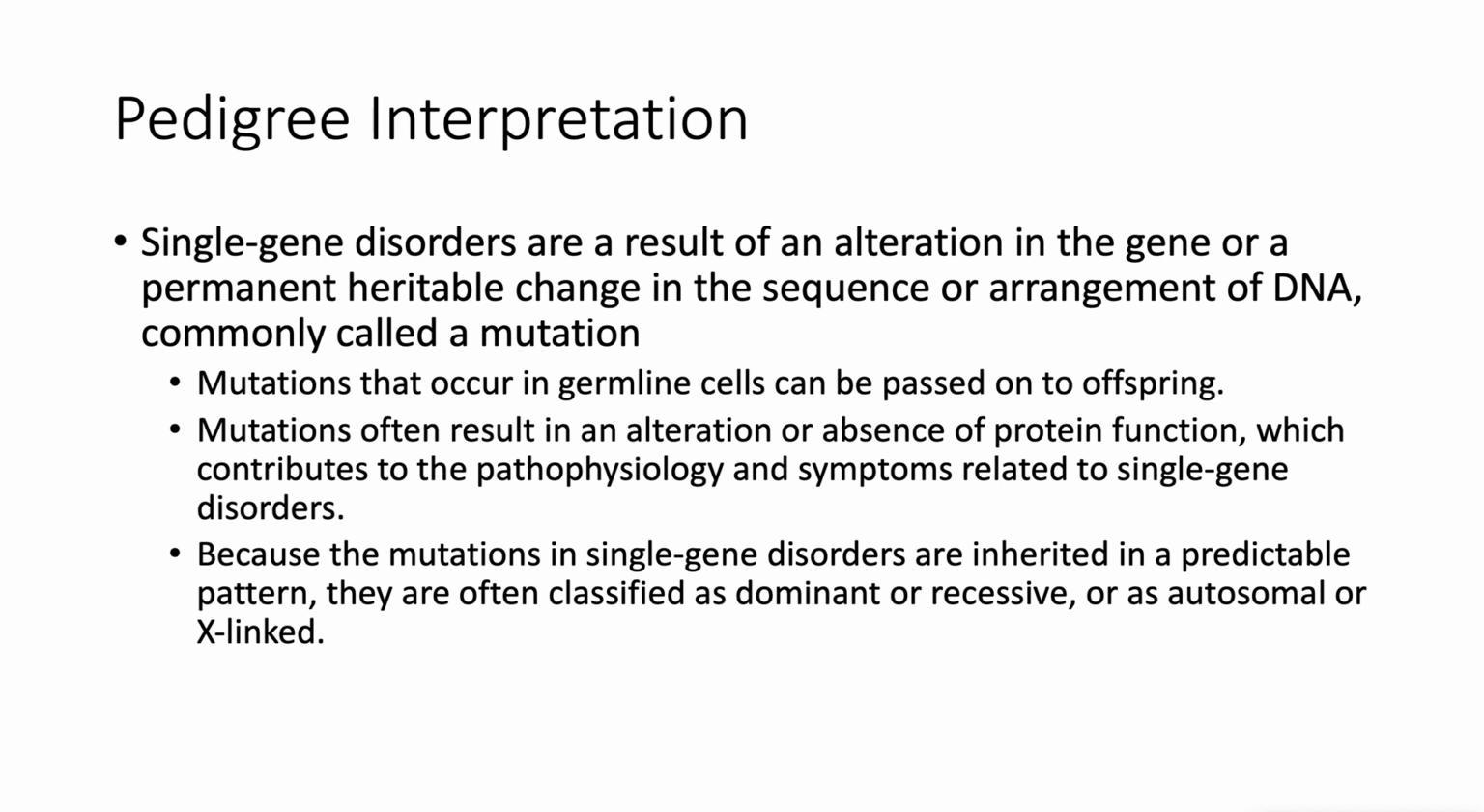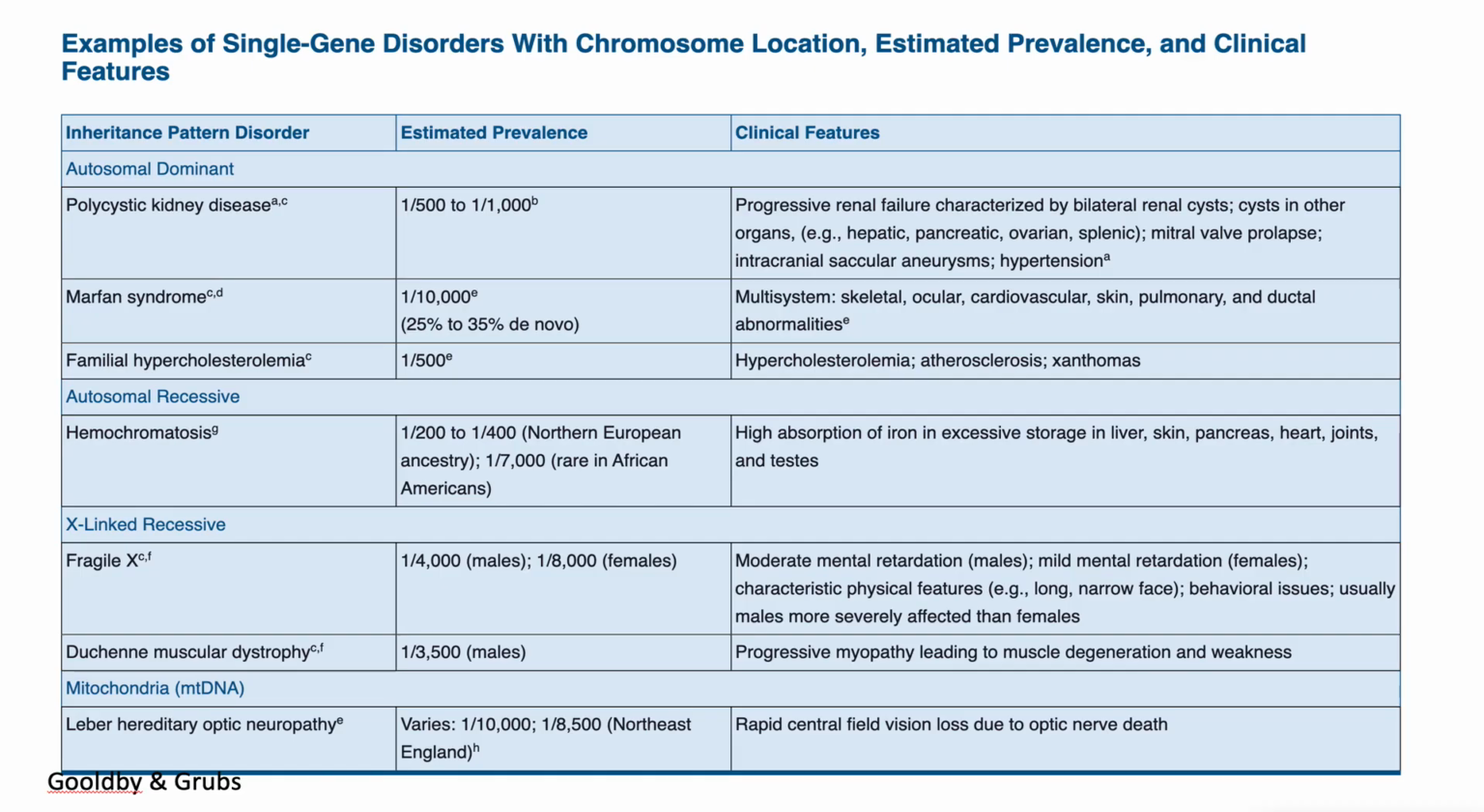Because mutations in single gene disorders are inherited in predictable patterns, they are often classified as dominant or recessive, and we've covered this, I think, already enough. Let's look on ahead at the next slide about what are some of these diseases. Again, from the book, really nice chart.